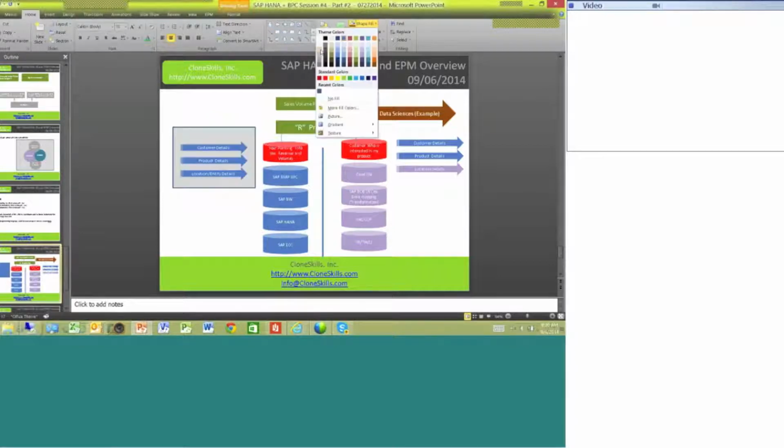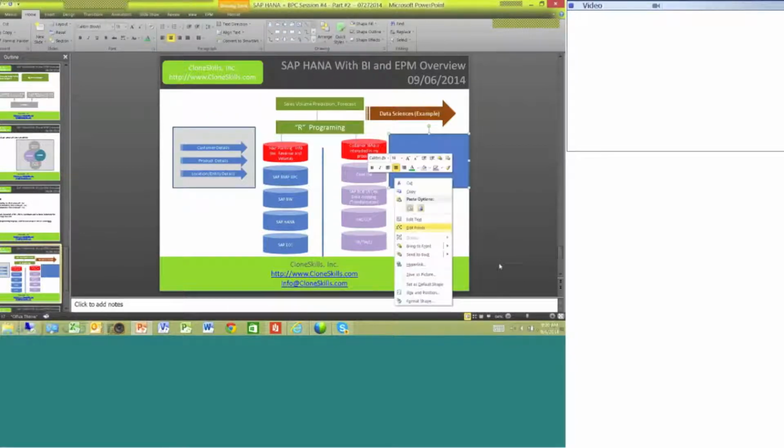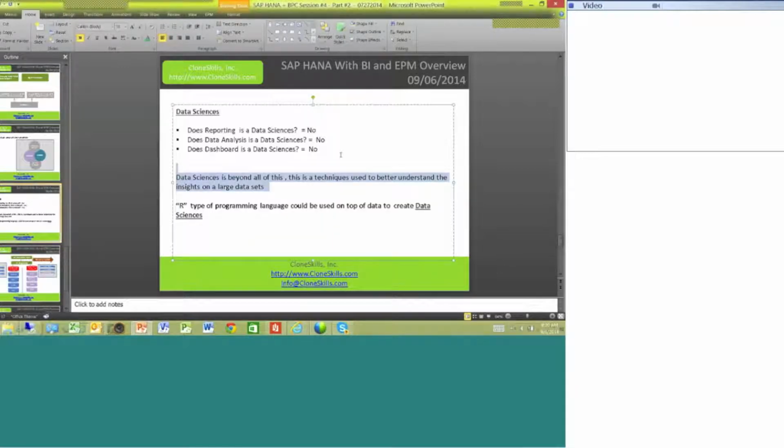In a simple way, it's beyond all of this. It's not a report, it's not a dashboard, it's not a data analysis. It's a technique used to better understand the insights of a business, or of a specific event or occurrence, on large data sets. You could build data sciences based on predictive analytics, advanced analytics, etc.